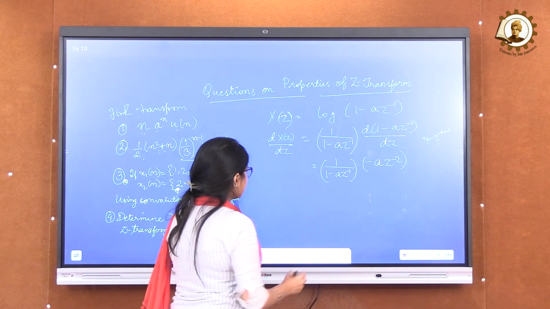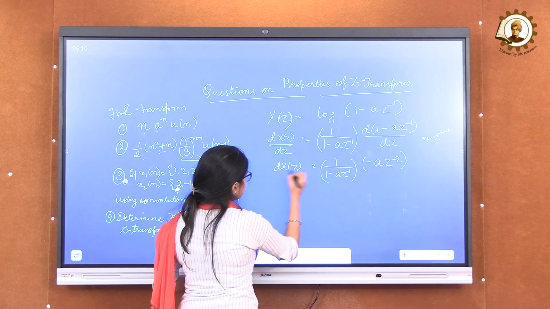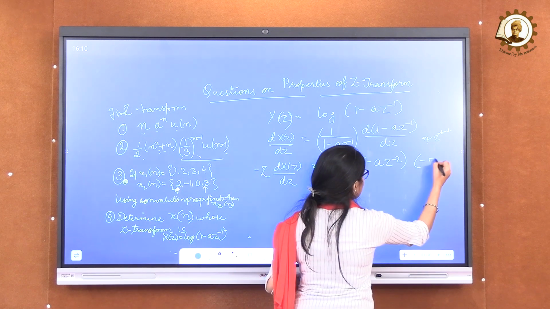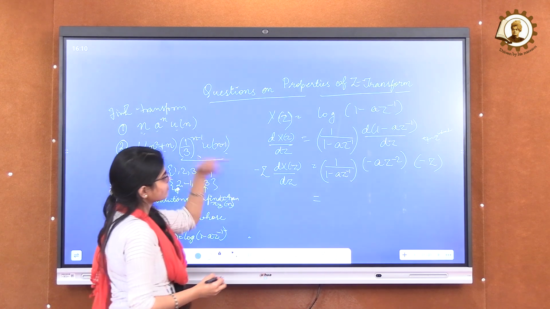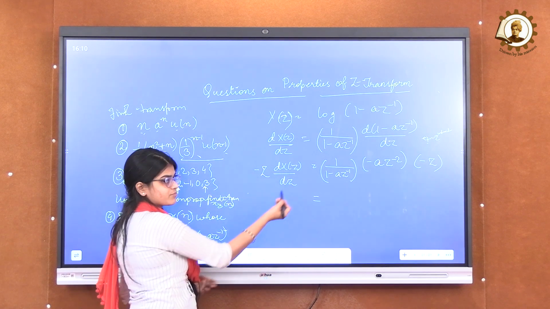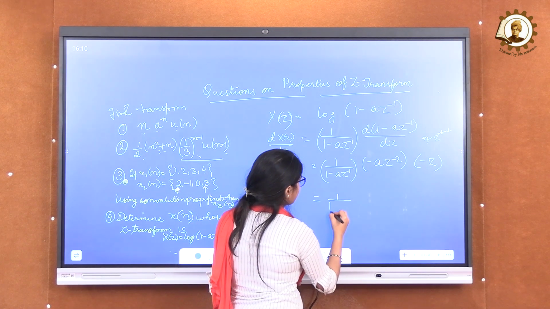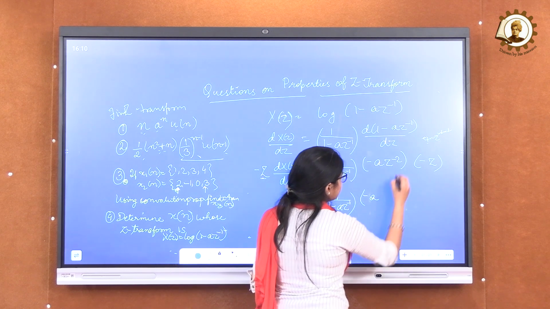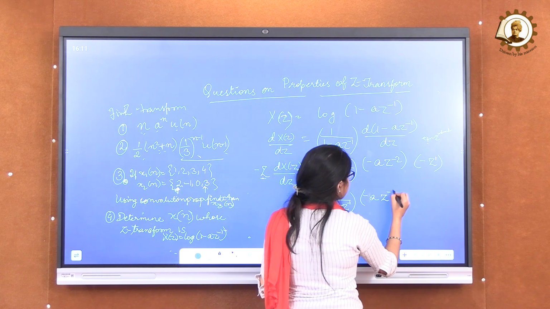Now you see over here, this part is dX(z) with respect to dz. If you multiply both sides with minus z, what will you get? Why are we multiplying with minus z? Because we know that multiplication by n in the time domain corresponds to differentiation with respect to z in the frequency domain, and you also have to multiply by minus z. Now it comes to 1 by 1 minus a z to the power minus 1 into minus a. This is minus 2 and this is plus 1, so that gives you z to the power minus 1.